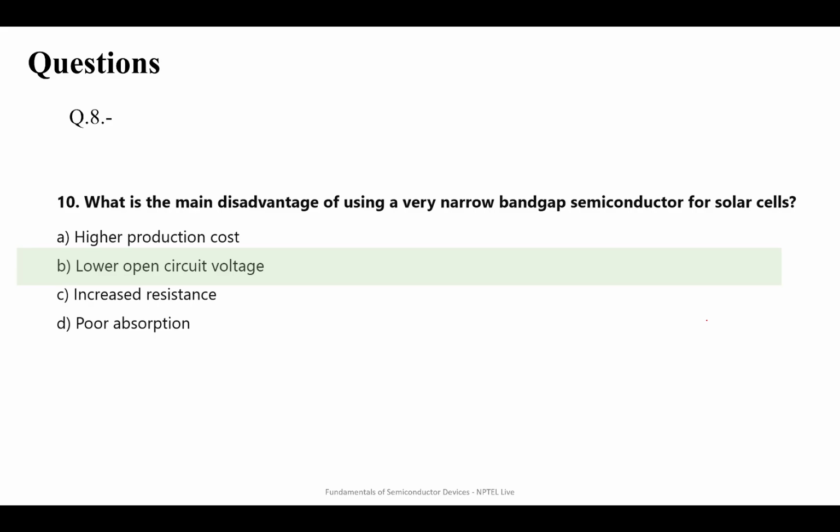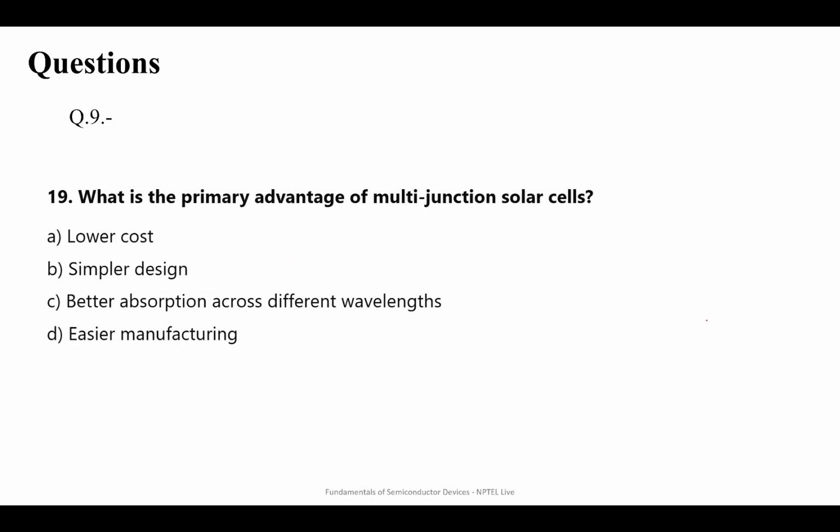So going to a very narrow band gap is also not good, and going to a very high band gap is also not good, because then you are missing out on most of your sunlight. Yes, sir, I understand. What is the primary advantage of multi-junction solar cells? Lower cost, simpler design, better absorption across different wavelengths, easier manufacturing. It is quite obvious, sir. It is C, sir. Better absorption across different wavelengths.